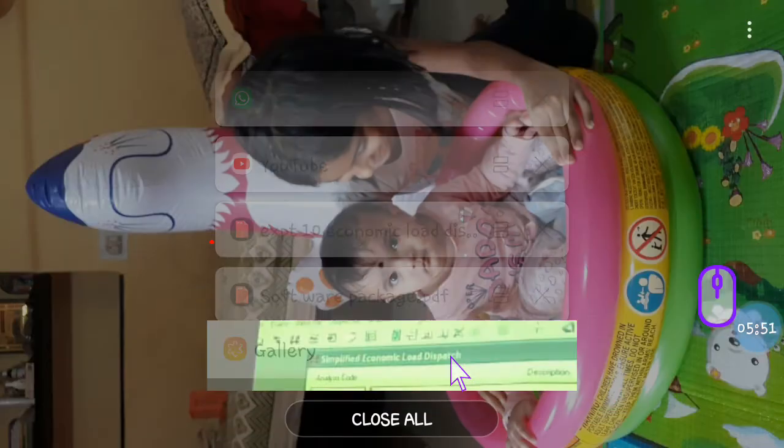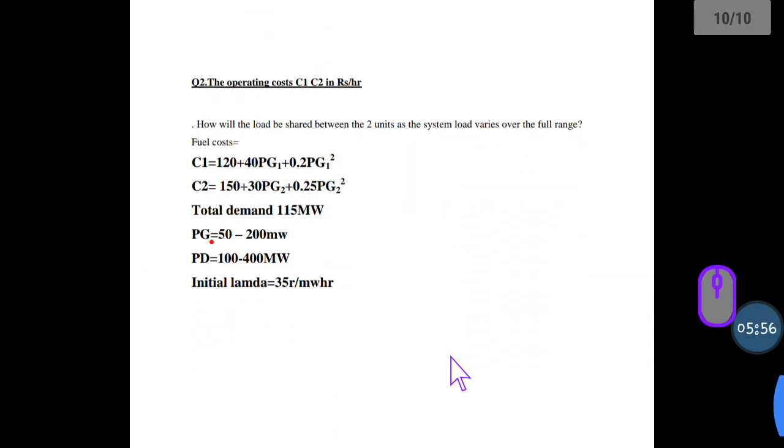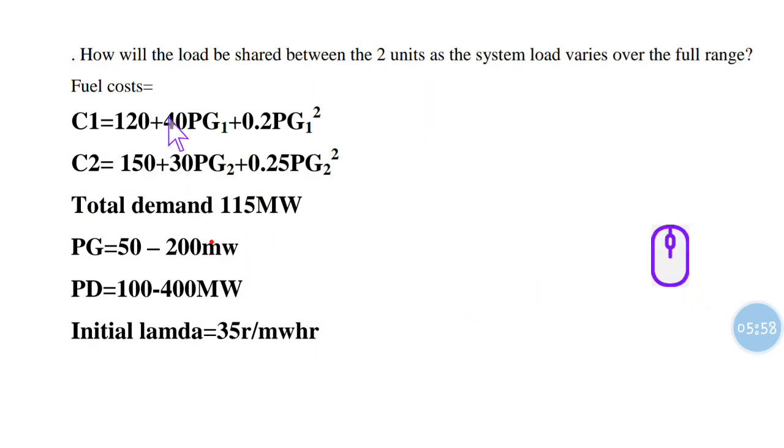The same problem I have given in another form, in terms of fuel cost, directly giving C0, C1, C2. PG varies between 50 and 200 megawatt, and the initial lambda is 35 rupees per megawatt hour. You just have to substitute, and find the total demand for 115 megawatt. This is for economic load dispatch excluding losses. Here there is no factor of B coefficients. Thank you.